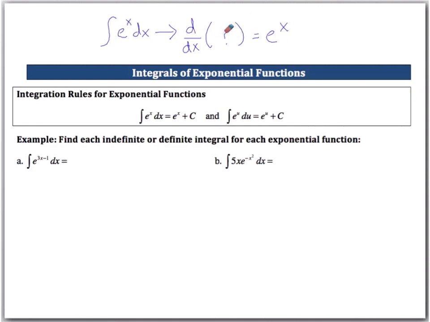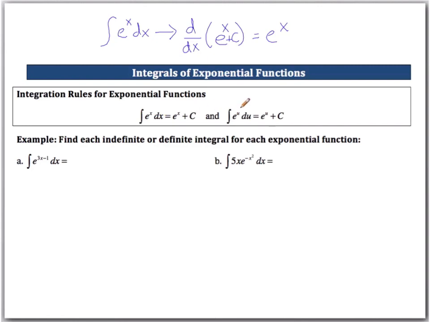Well, we just learned in the last lesson that the derivative of e to the x is going to equal e to the x. So when we think about the integral of e to the x, we actually get e to the x. And then we have our plus constant because when we're taking our derivative, remember the derivative of a constant is 0. So the integral of e to the x dx is e to the x plus c.